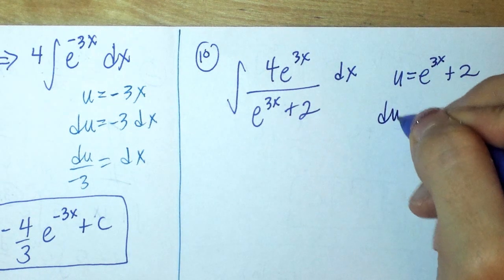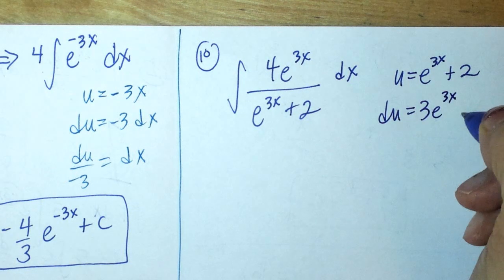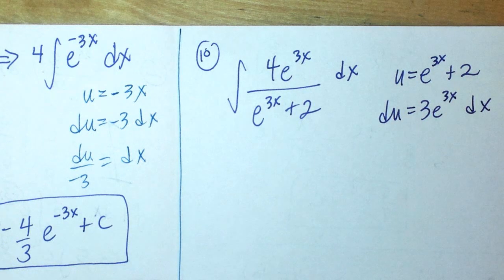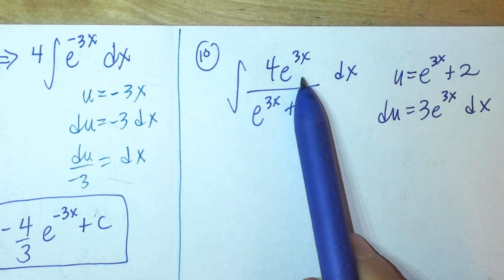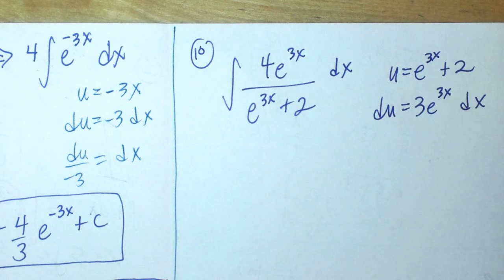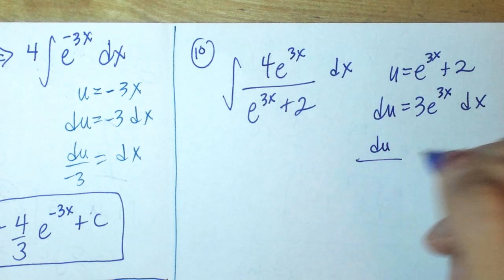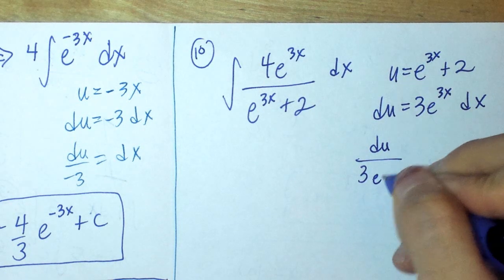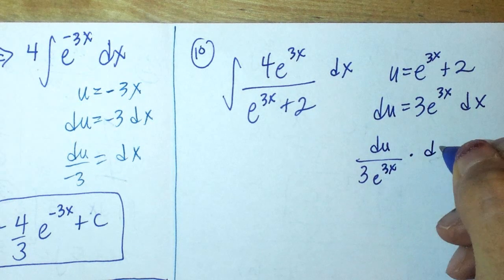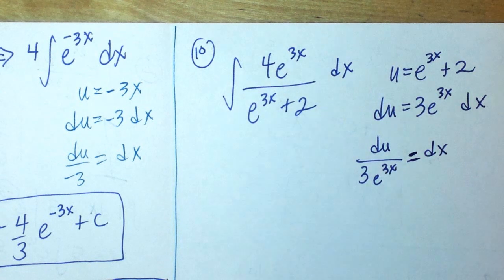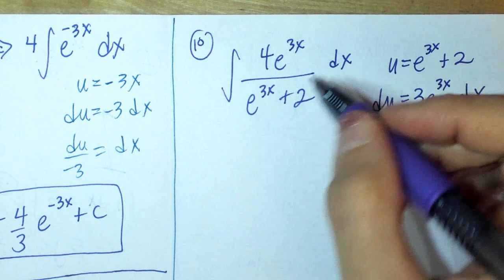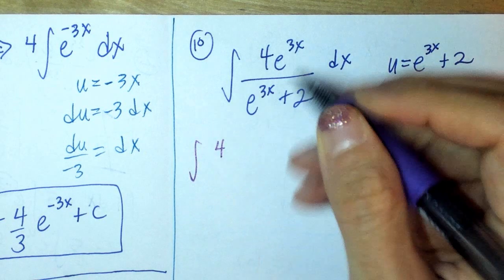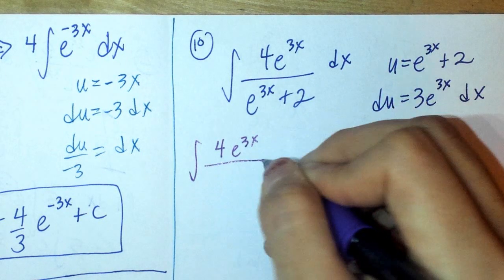If I do du, this would be 3e to the 3x dx. And this is good because then I'm going to divide by this, and that's what I have up here. So I can kind of see, oh yeah, that's what I want to cancel out. So this would be du over 3e to the 3x equals dx. It's like chess. You're trying to manipulate your equation to cancel things out. Well, you can leave your 4 in there. Probably should have pulled it out, but it's okay. So that's still in the numerator.